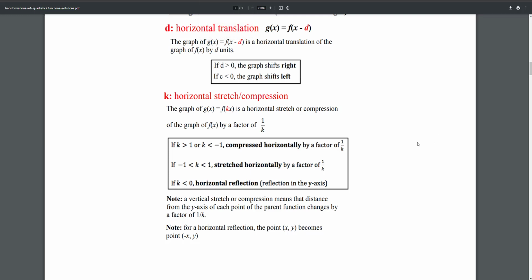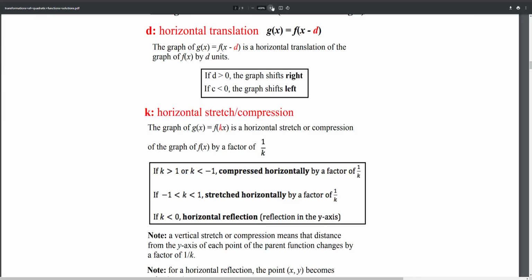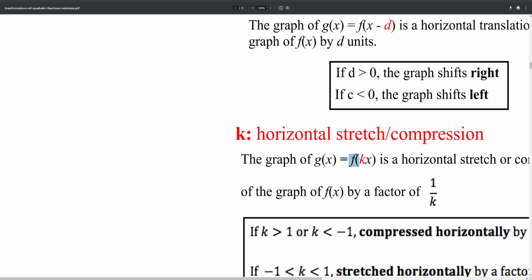And k, if you can see within the equation, is also within brackets. It's important. So if you see brackets and a number inside those brackets, it can either be your k value or your d value. It depends on what that number is doing. If it's being added or subtracted, it's your d value. If it's being multiplied, or I guess divided, but division and multiplication are the same thing, then it is your k value.